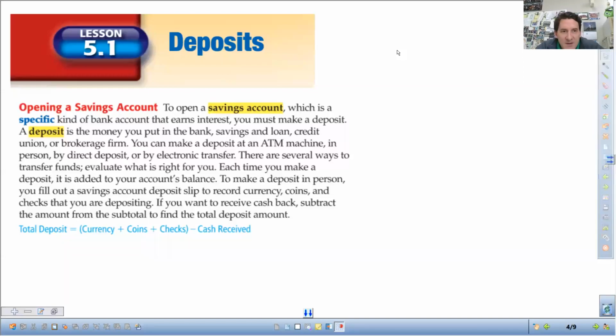All right, financial math classes. We're starting a new chapter in our McGraw textbook. This one's all about savings accounts. So the last chapter we did was checking accounts. This one's about savings.